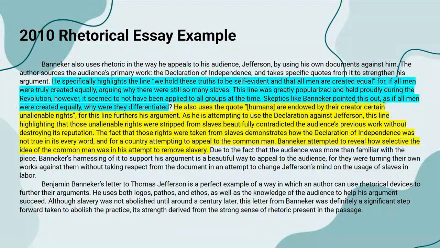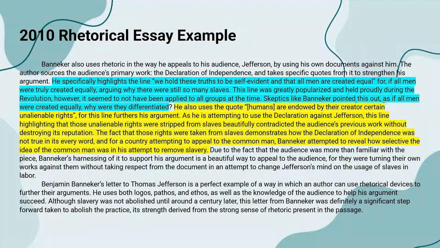They're pretty much the way this one is. Even though this entire paragraph is on the audience, which is Jefferson, I did use two different quotes to explain it. This first quote, which is in cyan, is "We hold these truths to be self-evident, that all men are created equal," a very famous quote, obviously. And this is, in my opinion, a very strong piece of evidence. It's very simple and very popularized, and it was used in the Revolution. Jefferson wrote the Declaration of Independence, so what Banneker was doing was using his own document against him. He's saying, if all men were created equal, why were they differentiated?